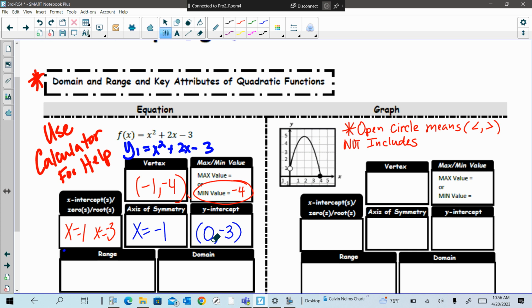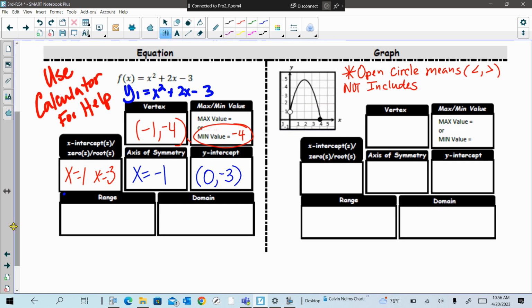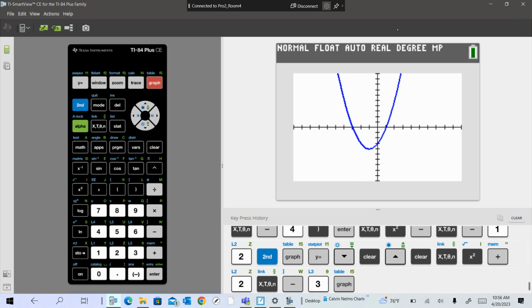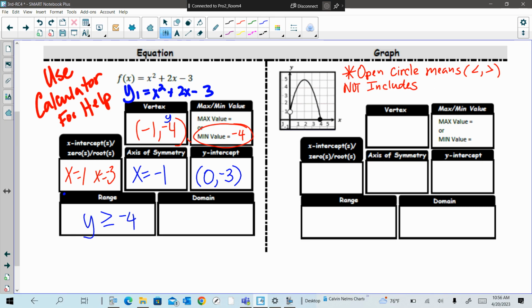Okay, now, our range for this parabola. Range for any parabola is what always? Y. Y greater than or equal to -4. It correlates with the y value in the vertex, guys. Since this graph opens up, it's greater than. Up is greater than, down is less than. And then our domain is always all real numbers, so you can just put the symbol for that.